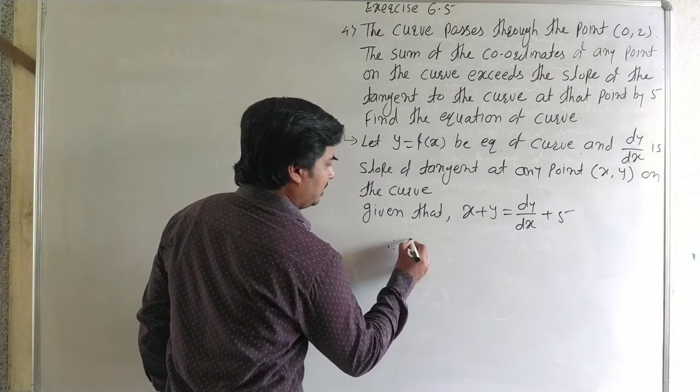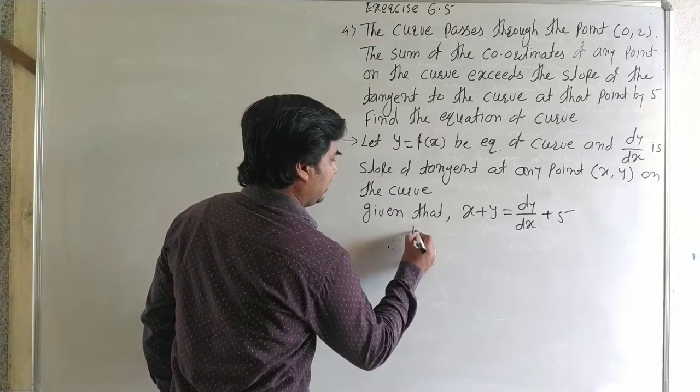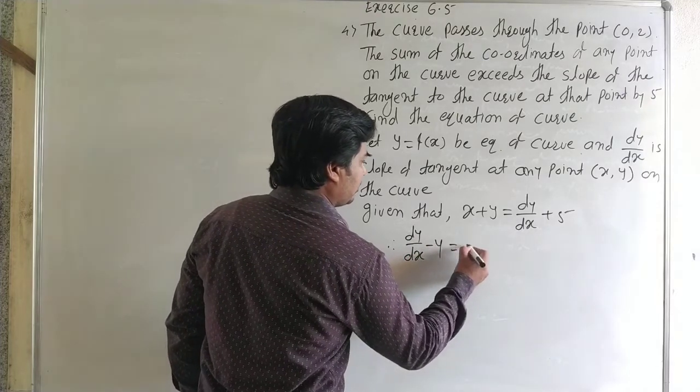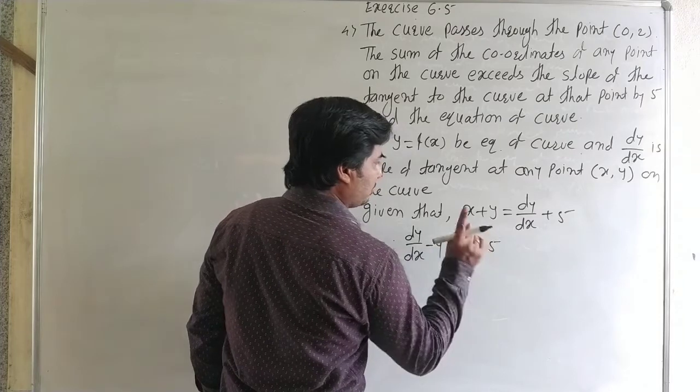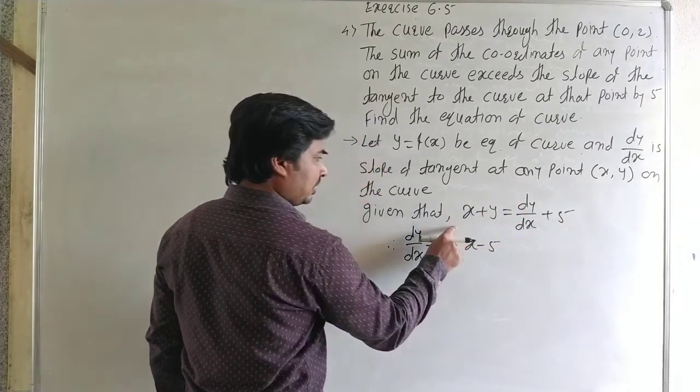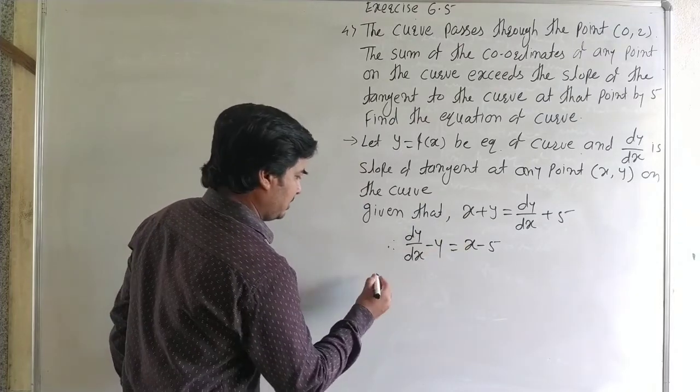Therefore, we write it in the linear differential equation form: dy by dx minus y is equal to x minus 5. See carefully this. We can write y minus, and it is 5. Here it is a minus. Now it is a linear differential equation.